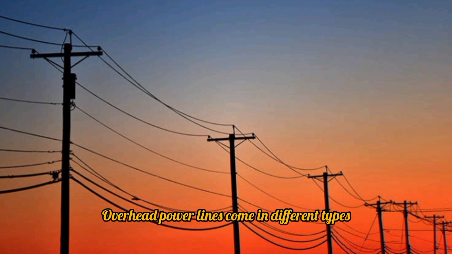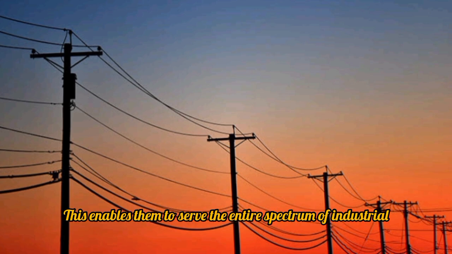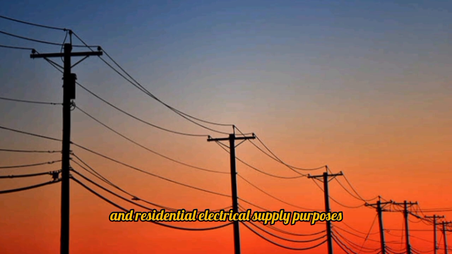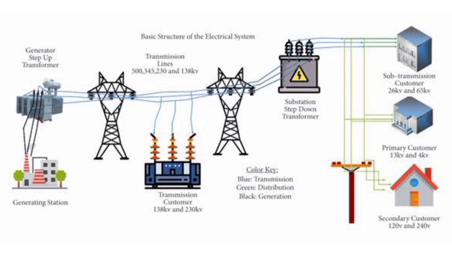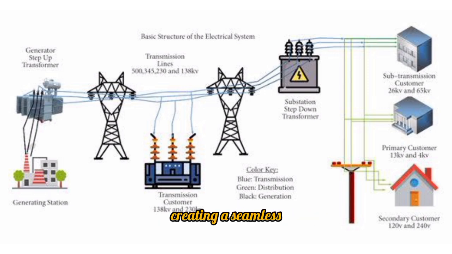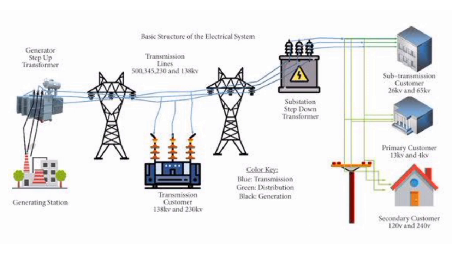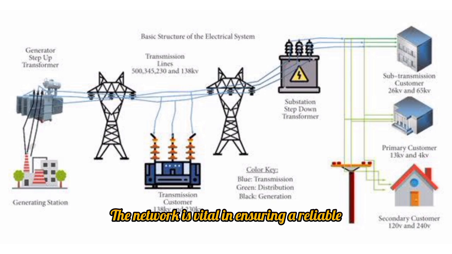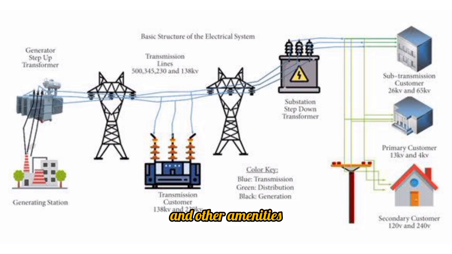Overhead power lines come in different types and lengths to accommodate varying voltage loads. This enables them to serve the entire spectrum of industrial and residential electrical supply purposes. How does an electrical power transmission system work? The electrical power transmission system of overhead lines enables electricity to be moved nationwide, creating a seamless, speedy power supply across all corners of a country. The network is vital in ensuring a reliable and regular supply of power to our homes, workplaces, and other amenities.